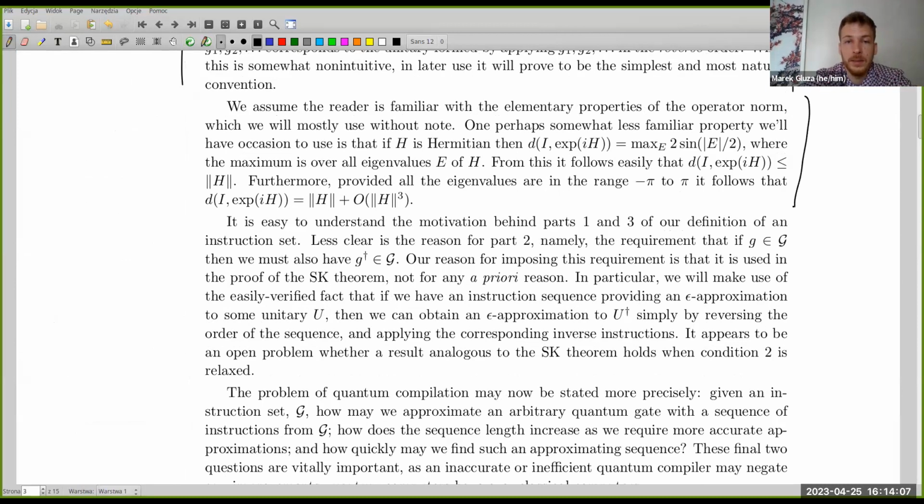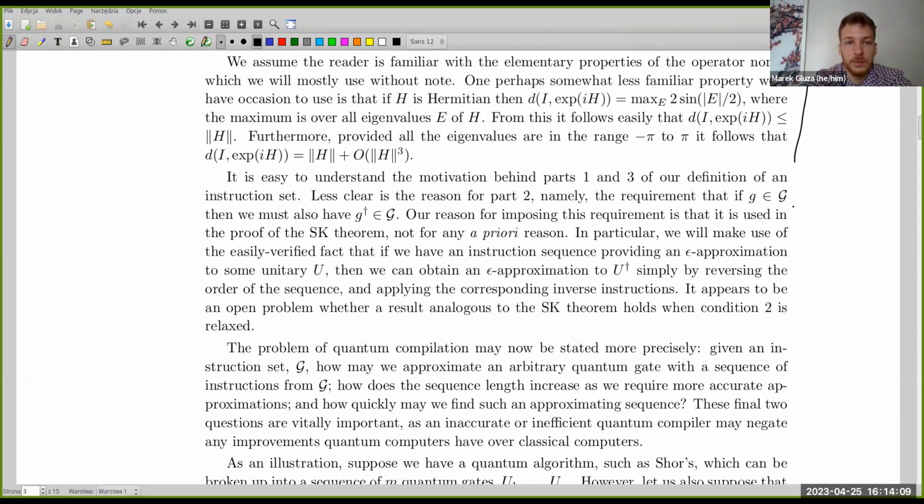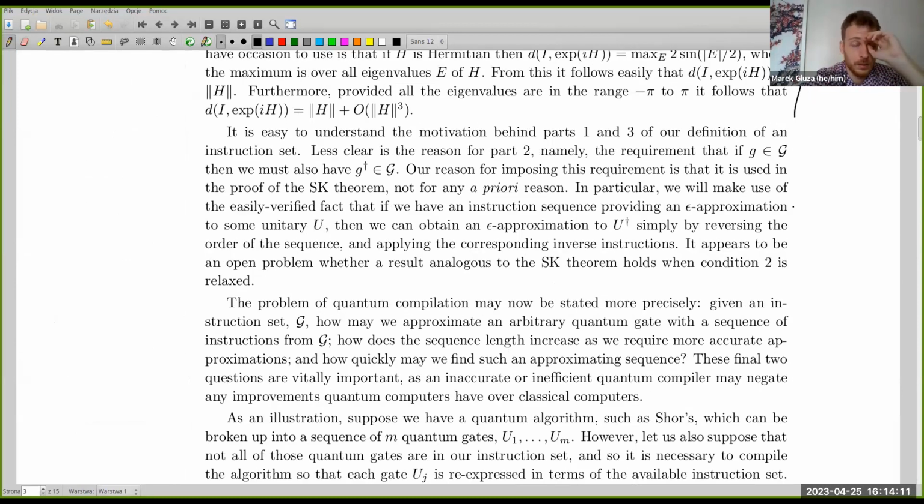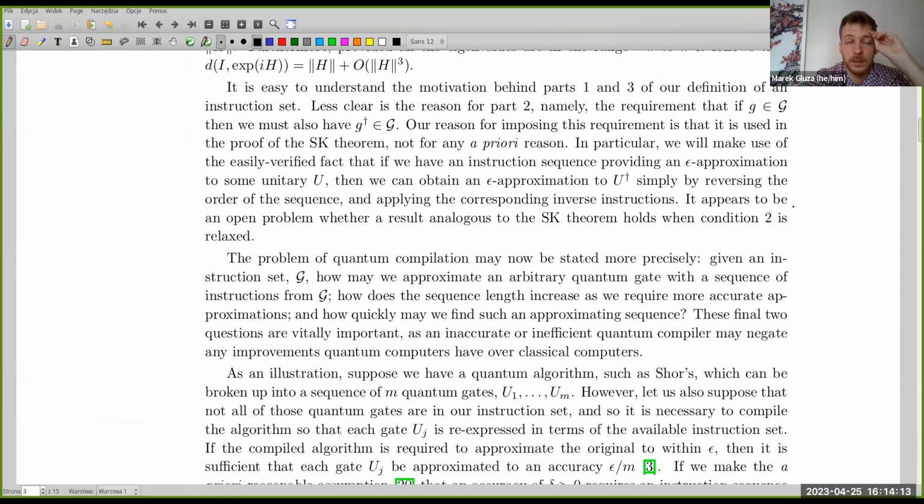The elementary operations we saw in the previous session. So I think we are fine there. Okay. So operations 1 and 3 are easy to understand. It's more or less standard. Less clear is the reason for part 2.